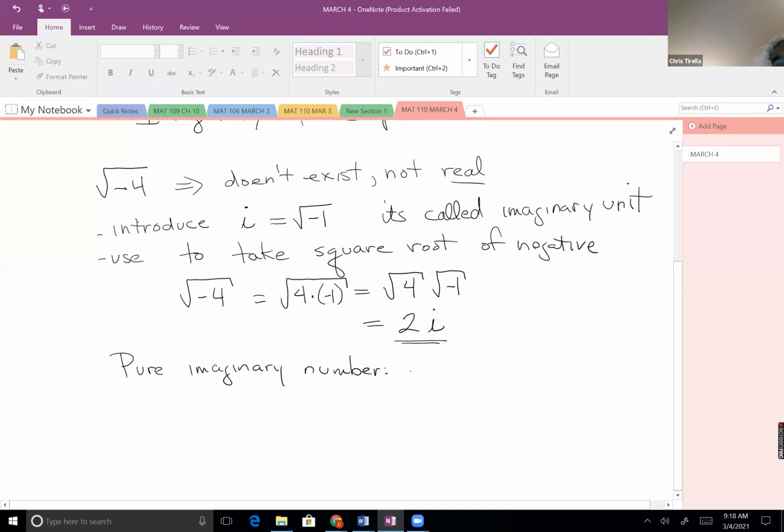A pure imaginary number is a number of the form b times i, where b is real. So if I have a real number times i, it's considered a pure imaginary number. And again, we use it to help us take the square root of a negative.